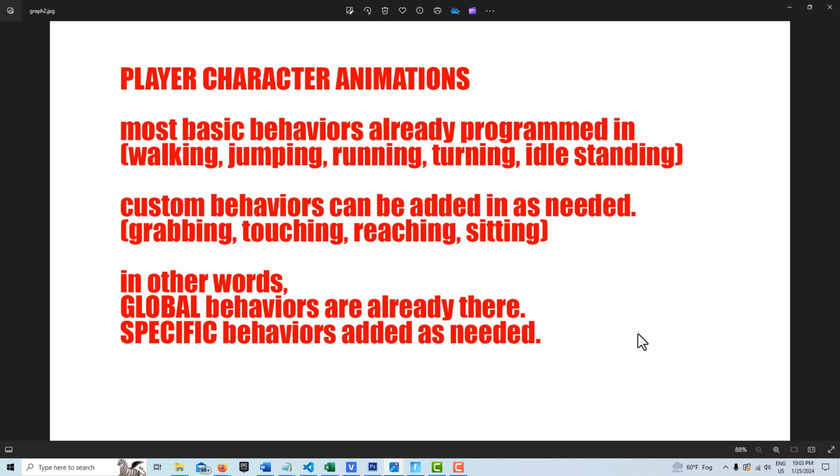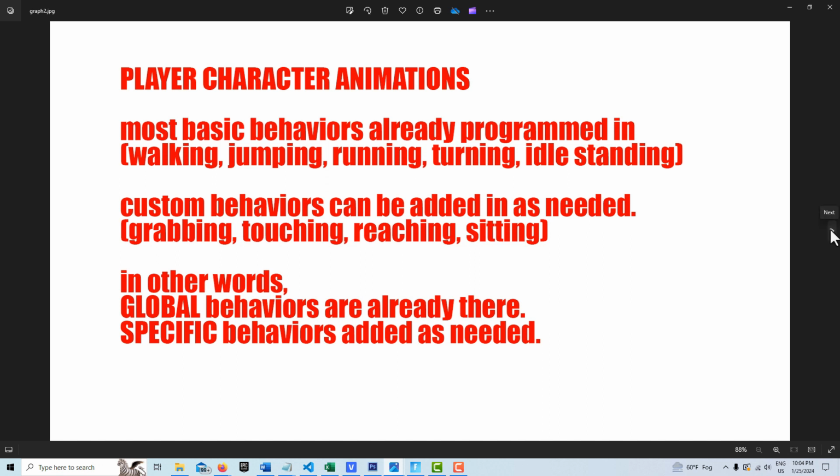So we have the most basic behaviors already programmed in. The only issue is we need the player to do more than just that. Well, that doesn't rule out the other options. What we can do is bring in animation sequences for those specific behaviors that we're missing, like grabbing something, touching something, reaching, sitting, drinking a cup of coffee. Whatever it is, we can bring those specific behaviors in as needed, and supplement the most basic behaviors we already have. In other words, the global behaviors are already there. It's just the specific behaviors that we need. And we could bring those in any number of ways.